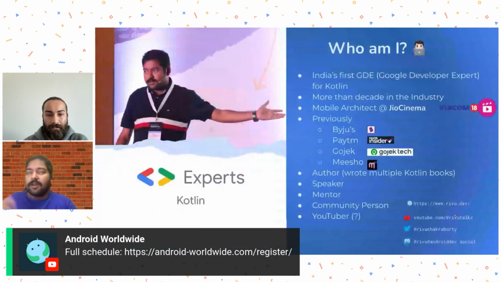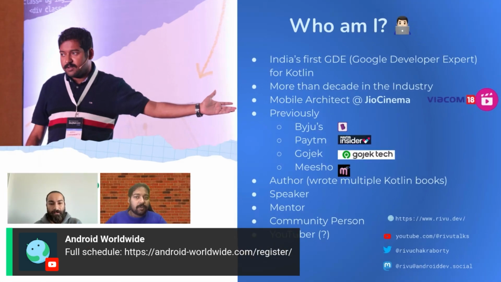So here's a little bit about myself. I am a GDE for Kotlin. I happen to be India's first in this category, and I have been in the industry for more than 11 years now. Currently, I'm working as a mobile cum Android architect at JioCinema, where I work with performance optimizations, DevX, and the mobile platform team, along with a lot of other things. I previously worked with multiple other unicorns from India and Southeast Asia that you can see here. I wrote a few books in Kotlin and Android, and I like to mention myself as a community person.